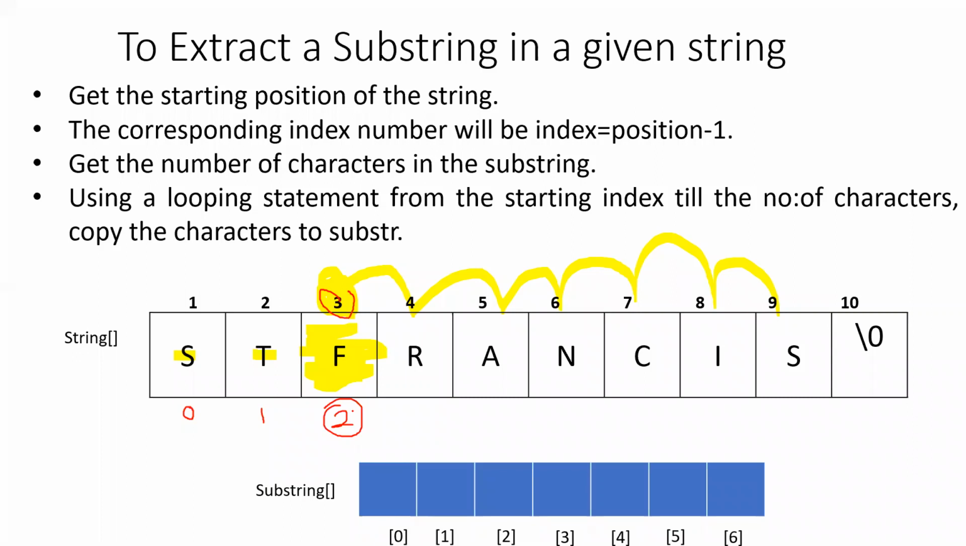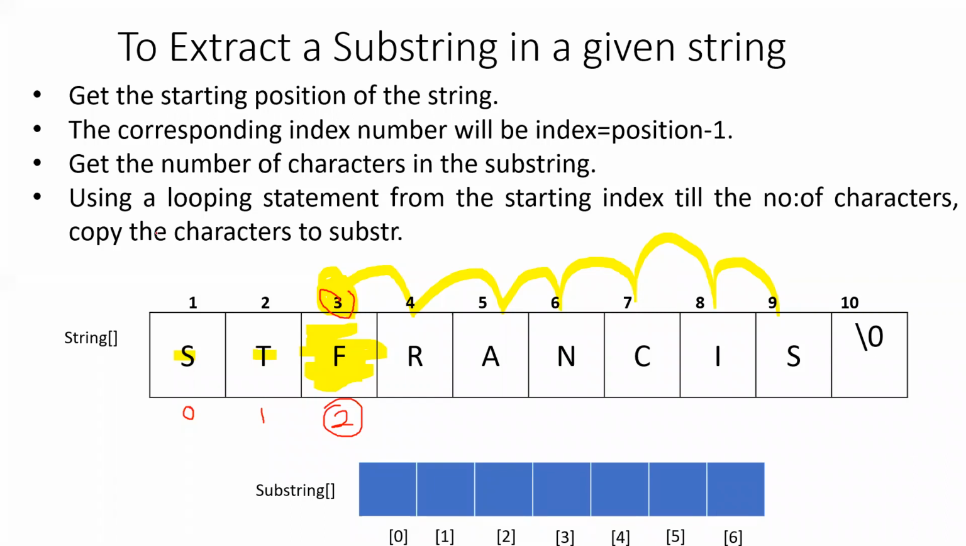From the index number 2, I need to make the system understand that in the substring there are 7 characters starting from index number 2. So from index number 2, I will be copying to the substring, one by one, the characters from the string. The first character copied will be F, then R, A, N, C, I, S. Up to which length? Suppose the string is still longer, I should stop after 7 characters.